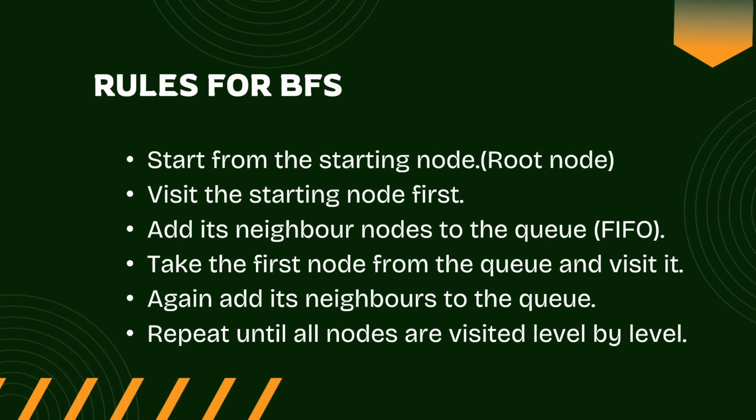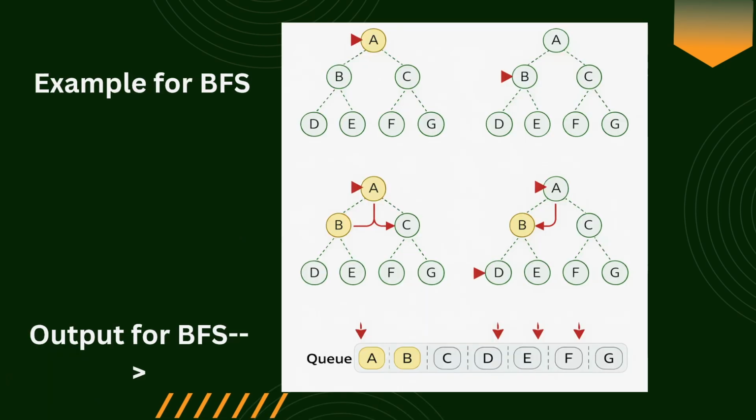Let's see an example for BFS. This is an example for BFS. If we start from node A, the first level would be A, the second level would be B and C, the third level would be D, E, F and G. These are represented in this diagram. The output would be A, B, C, D, E, F and G in the format of a queue. This is level by level traversal.